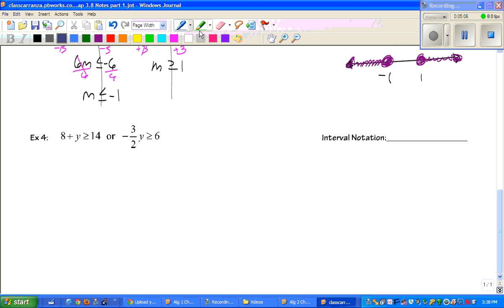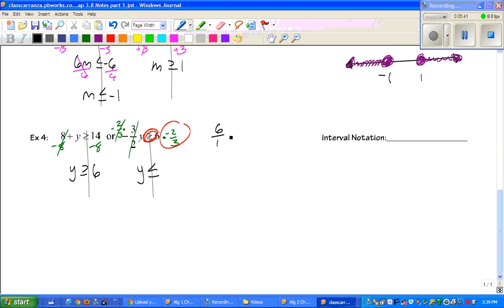Let's walk through example number 4 together. Draw my lines down the middle. We're going to subtract 8 from both sides and get y is greater than or equal to 6. On the flip side, we have to multiply by the reciprocal. So those cancel. I'm multiplying by a negative, so we have to do something with that sign. We have to flip it.